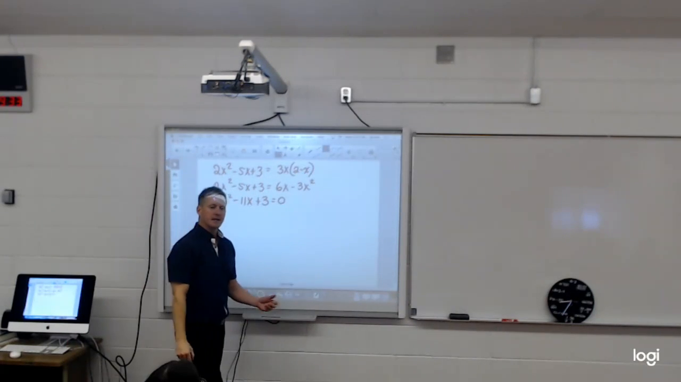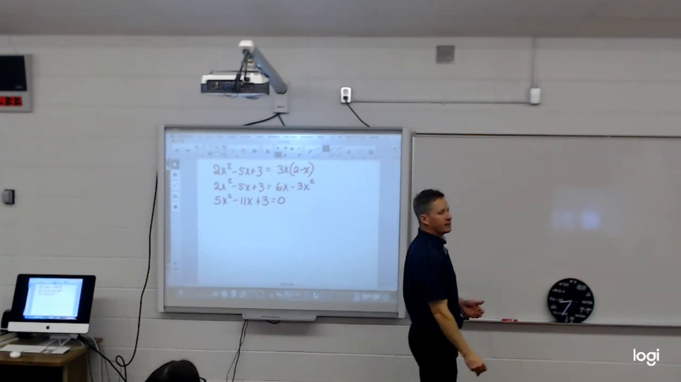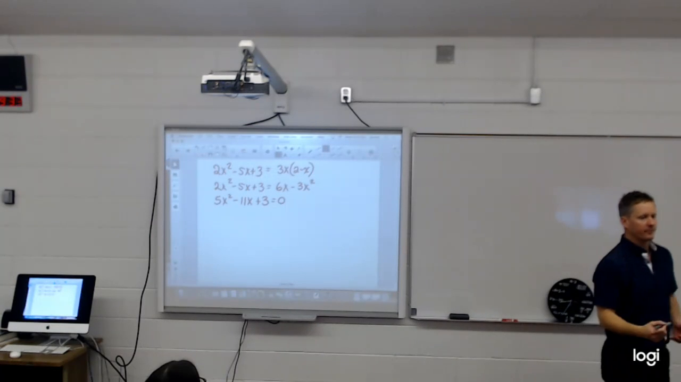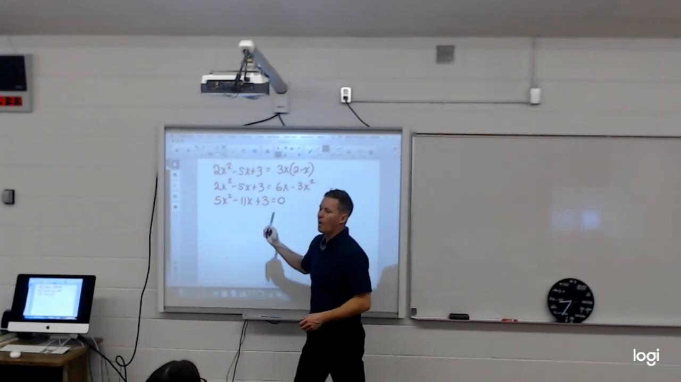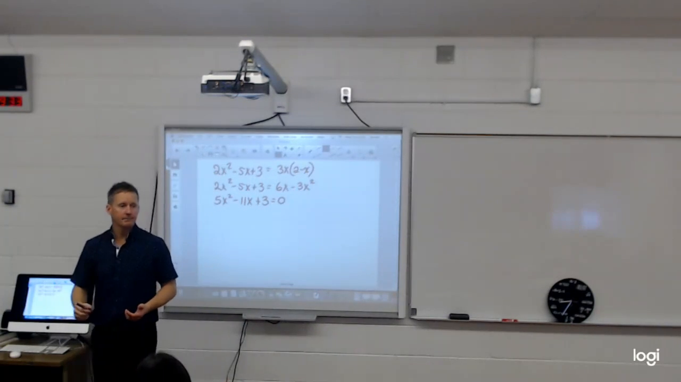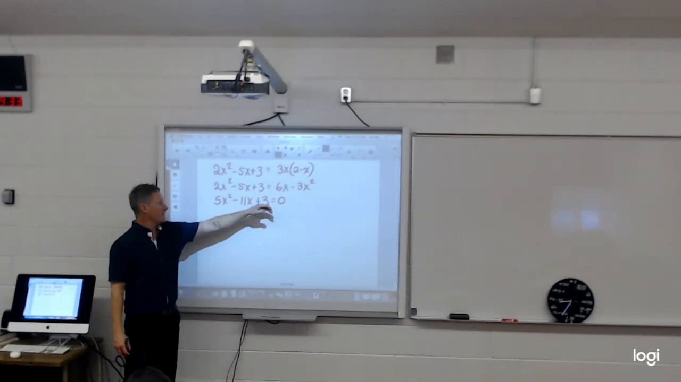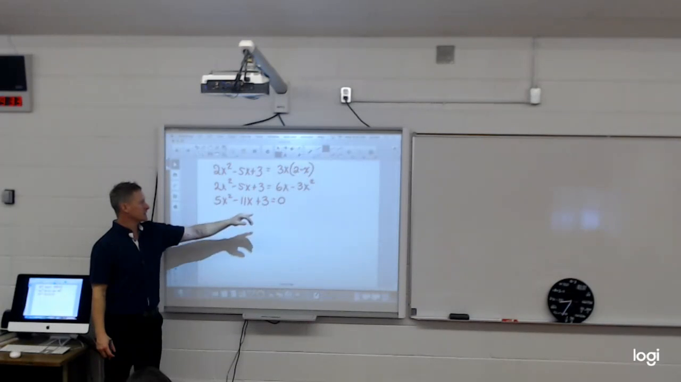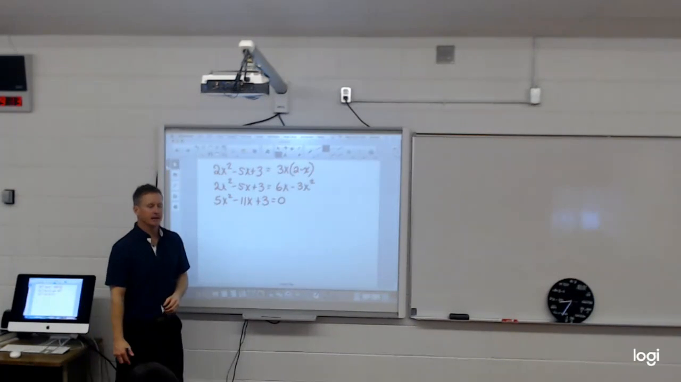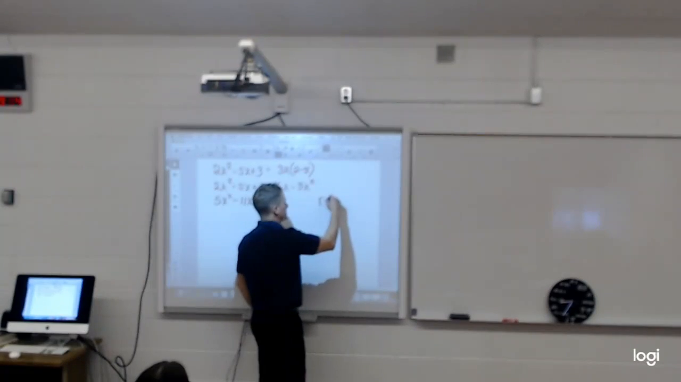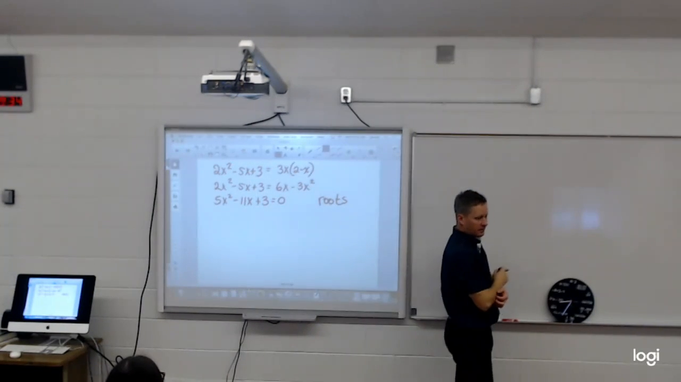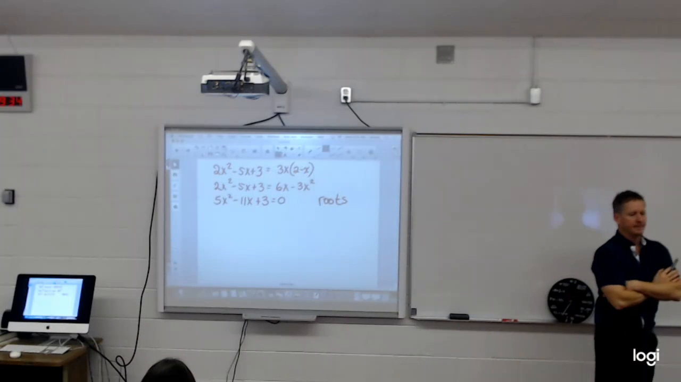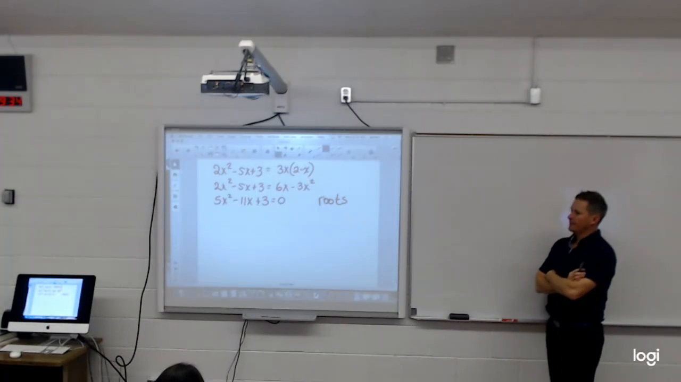So now that I have it equal to 0, I can graph this on my graph. Instead of 0, I'm always going to use y. Okay? So let's go y equals 5x squared minus 11x add 3. And let's find out what the roots are for this equation. So graph it on your calculator now, and give me the roots.